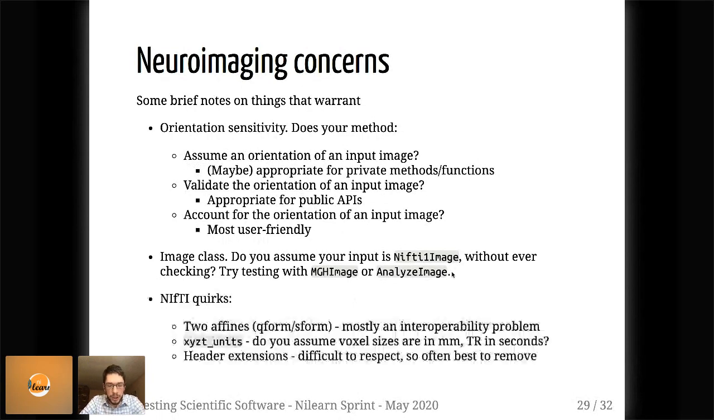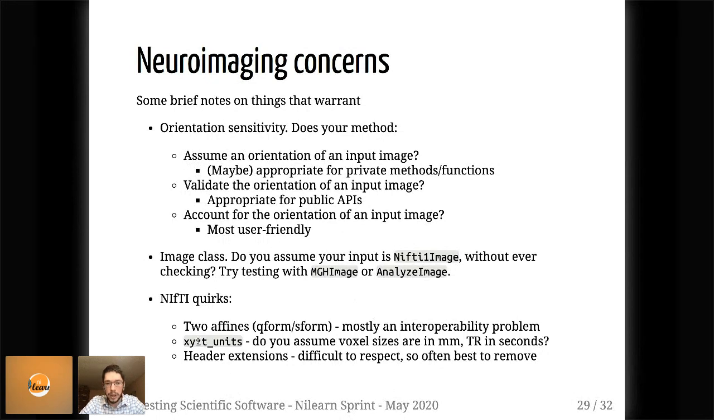So if you want to check your Q forms and S forms and things like that. Speaking of which, there are some quirks of nifties. Nifties have two affines, the Q form and the S form. This is usually within a piece of software not a big problem, but when you start moving between software, knowing what is in each of them and possibly syncing them up to make sure they're always the same is a good idea.